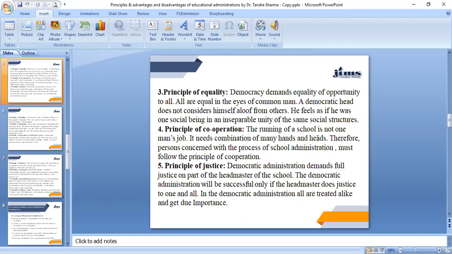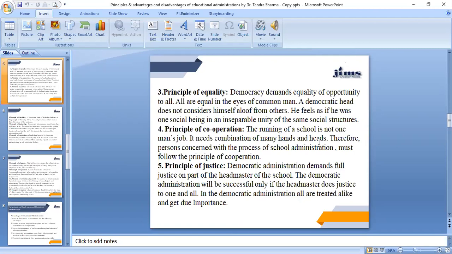The next principle is the principle of justice. The head of the institution who believes in democracy should not show undue favor. He should show full justice to all. Respect for justice quickens the solution of problems and disputes. Lack of justice leads to non-cooperation among the persons involved in the process of learning.